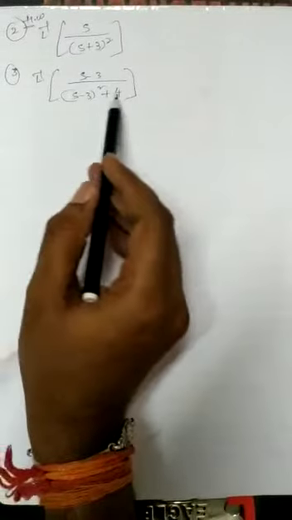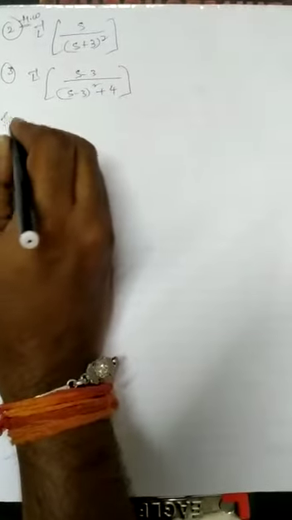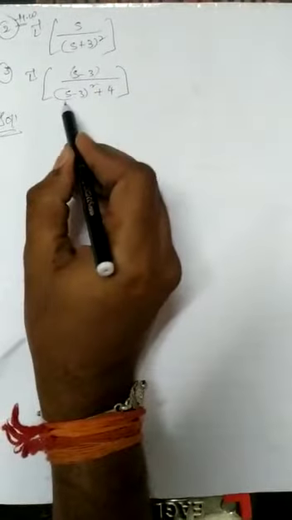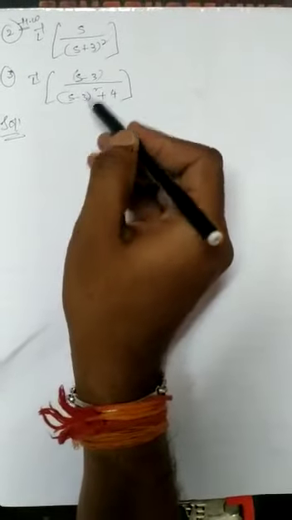Now let us see a third problem here. If you observe this problem, in the numerator we have s minus 3, in the denominator also we have s minus 3. So both are the same terms, s minus 3, s minus 3. So no need to add and subtract here.